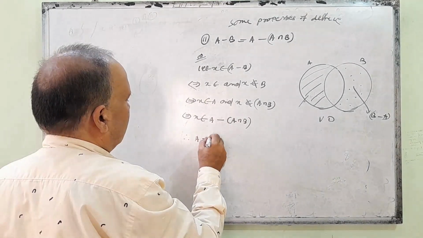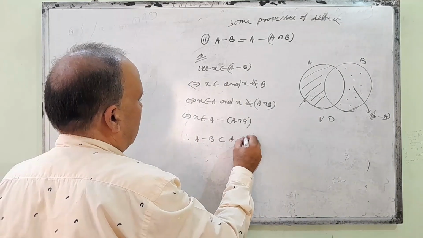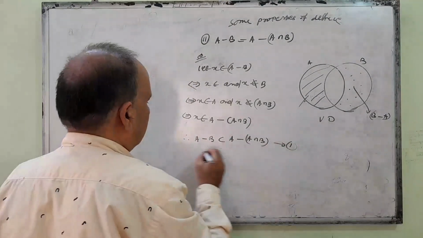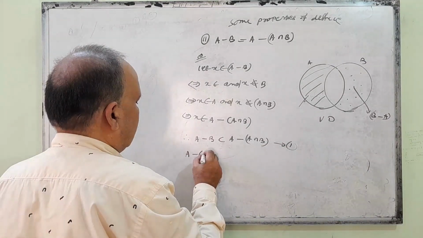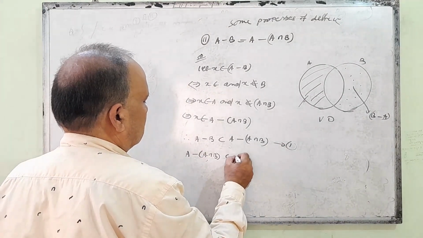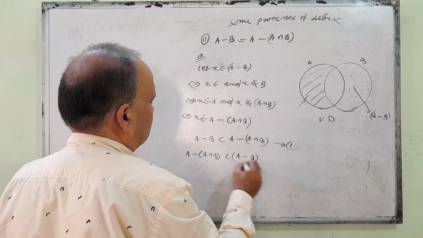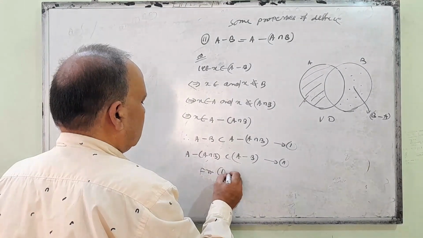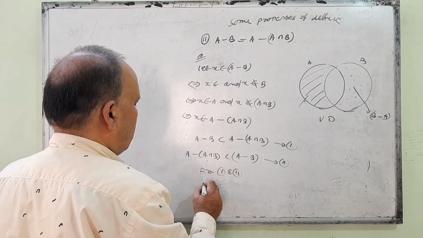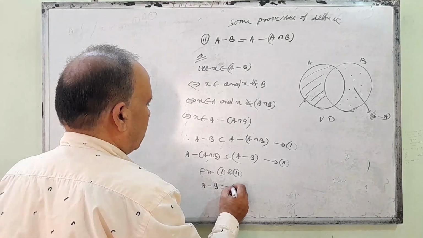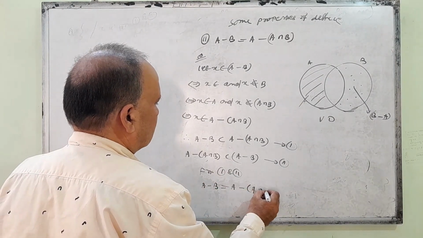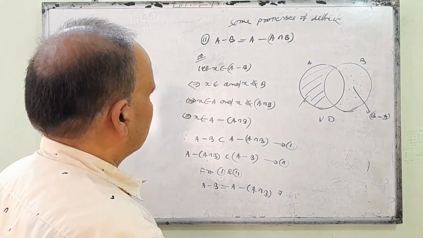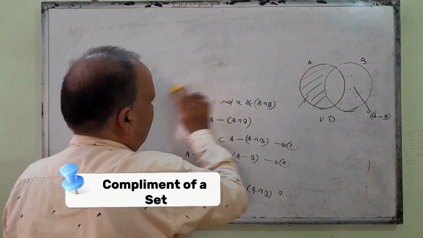So A minus B is a subset of A minus A intersection B. This is your first part, and A minus A intersection B is a subset of A minus B. This is your second. From 1 and 2, it is clear that A minus B is equal to A minus A intersection B. This proof is over. These are the properties. Next, come to the complement of a set.